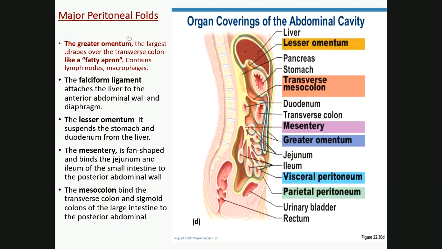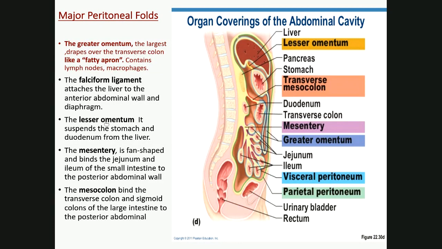So there are 5 major peritoneal folds that we're going to talk about. The first one is the greater omentum, which lies over the transverse colon of the large intestine. And if we could see it, which I'll show you an image of in a minute, it looks like a fatty apron. The importance of this is that it contains lymph nodes and macrophages. The next one is called the falciform ligament. The falciform ligament connects the liver to the anterior abdominal wall and the diaphragm.